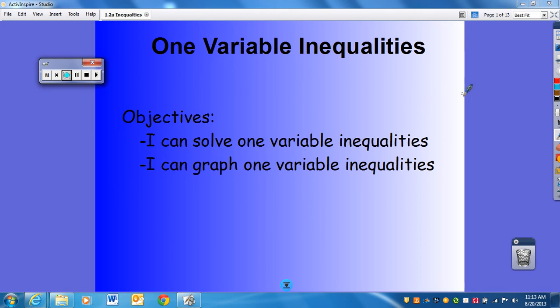Today we're going to work on solving one variable inequalities. So in this lesson we're going to be solving and graphing inequalities that are in one variable.